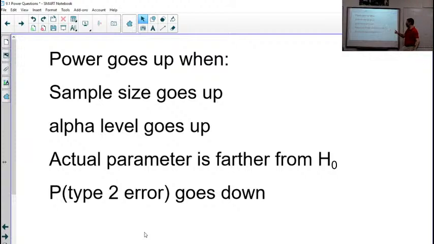Actual parameter is farther away from the null hypothesis. So that means if I have a lower free throw percentage, then I'm less likely to be able to fool you into thinking that my free throw percentage is high. Or probability of type 2 error goes down. Because power is 1 minus probability of type 2 error. So if type 2 error goes down, then power goes up. They go in opposite directions.